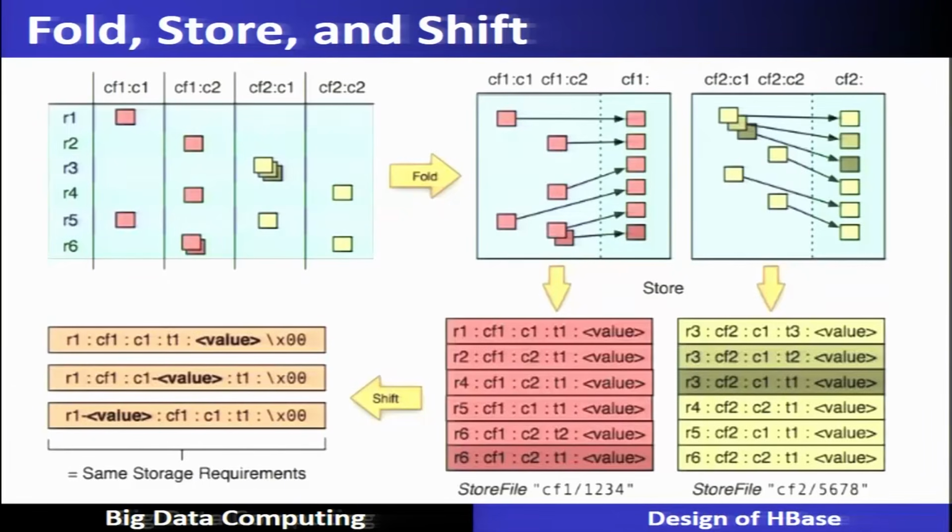Now, as far as fold, store and shift is concerned, you can see here that for a particular row the same data is stored in multiple instances because the time series data is also stored at different timestamps. The data is stored for a particular row key. That is why several entries on a particular row key appear. They may vary in their timestamps T1, T2 and T3, and they are stored in the store file.